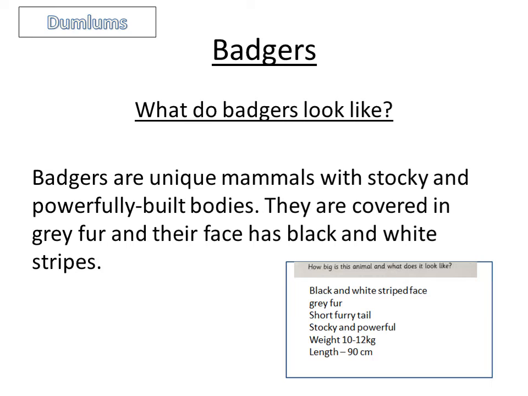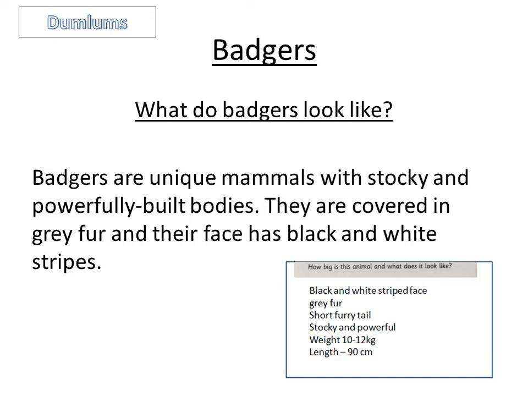Next up, I have decided that I want to tell the reader that they have a black and white striped face and they have grey fur. This isn't a sentence at the minute, so I need to turn it into a sentence. They are covered in grey fur and their face has black and white stripes. Great simple sentence. I have a capital letter, a full stop and another conjunction in there.